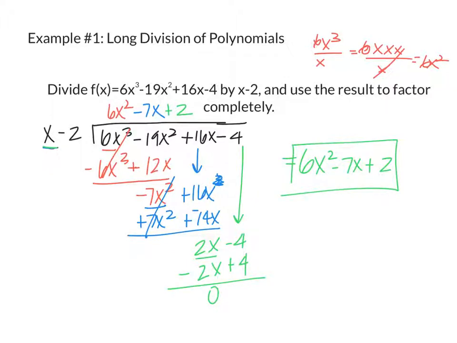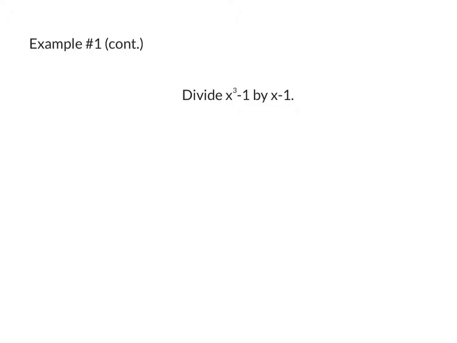All right, let's look at our next example. Again, we want to continue to divide. This one is a little trickier because we're going to have some gaps. The first one is x minus 1, and we're dividing x cubed minus 1, but technically x cubed minus 1 is actually x cubed plus 0x squared plus 0x, and then finally minus 1. There are gaps in this one, so to ensure that we divide correctly, you need to be sure that you focus on the gaps. All right, here we go.